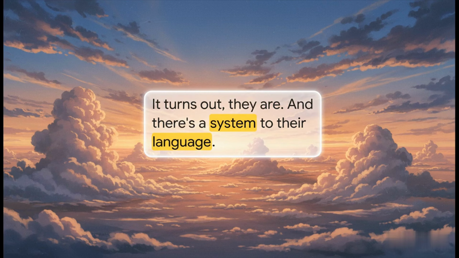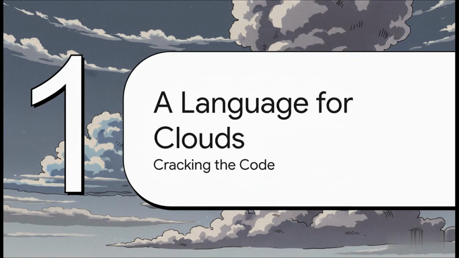It's not just random chaos up there. There's a real system to it all. A system that can literally help you predict whether you need to grab an umbrella or if it's the perfect day for a picnic, just by looking up. So, how do we go about cracking this code? Well, it all starts with learning the basic grammar.